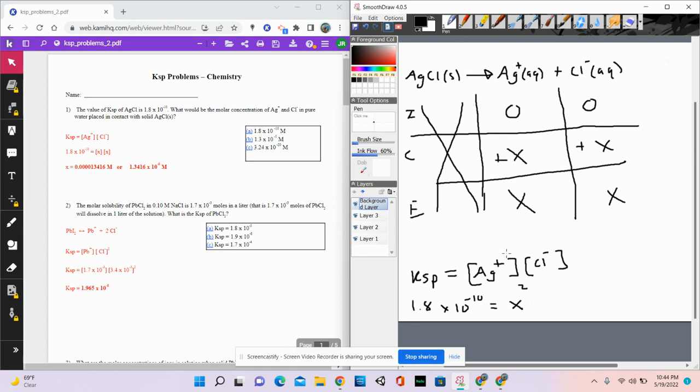Now, from this, we can just do some simple algebra to solve for X, and keep in mind that X is the value of the molar solubility of a substance. So, we can take the square root of both sides of the equation, and X is 1.3 times 10 to the negative 5th, and that is the molar solubility of Ag plus and Cl minus.